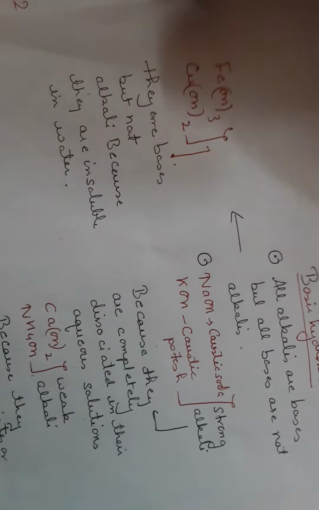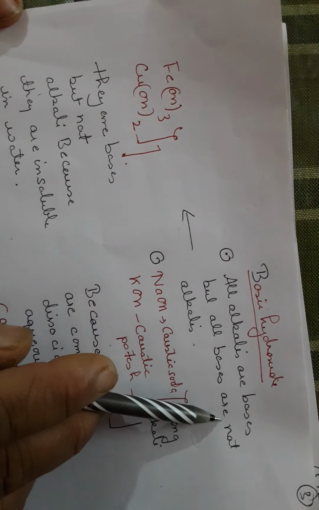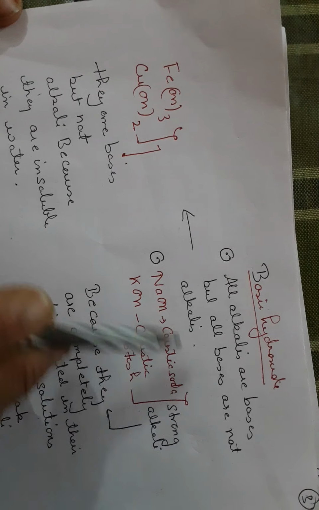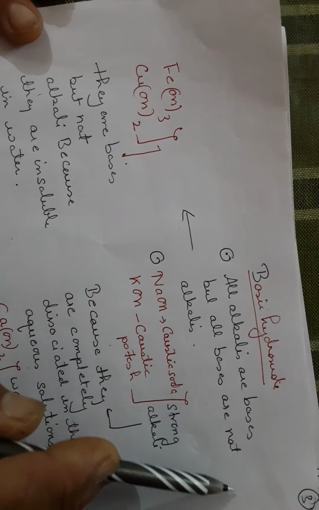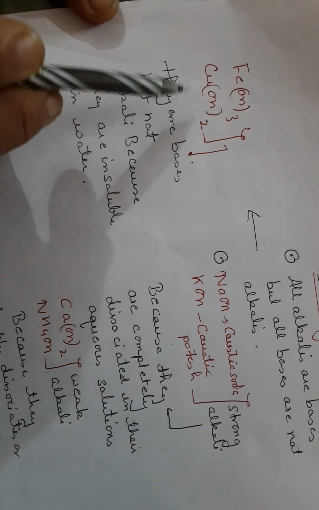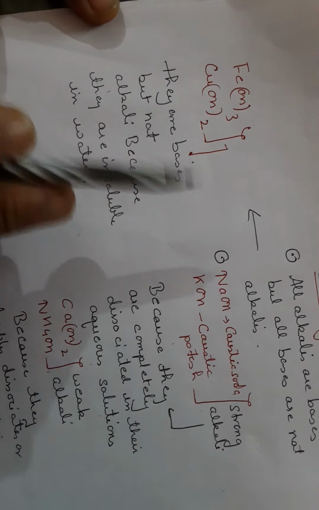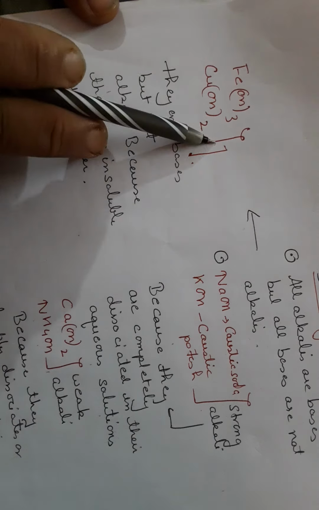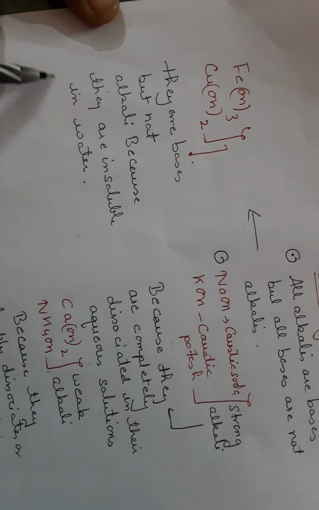Now basic hydroxides. In basic hydroxides, alkali will do. All alkalis are bases, but all bases are not alkalis. So what are alkalis? Alkalis are water soluble bases. Now here ferric hydroxide and copper hydroxide are taken. Both of them are bases, but they are not alkalis because they are insoluble in water.